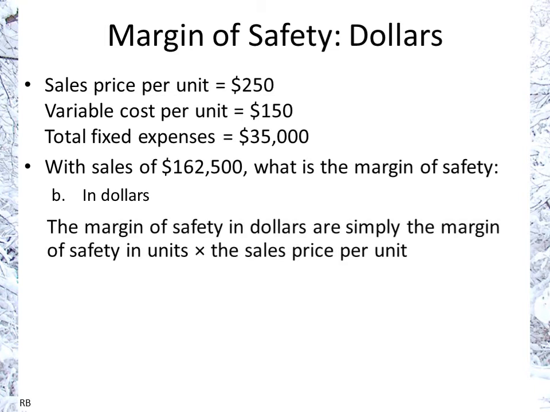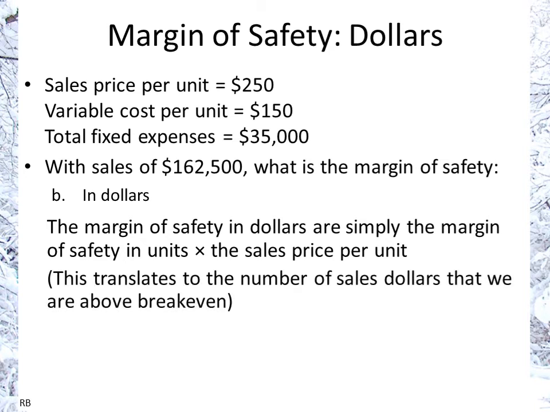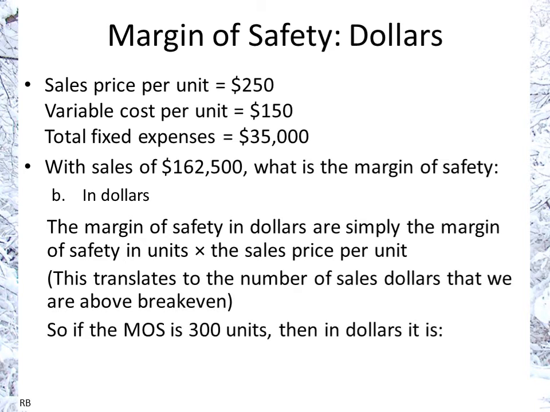So for that one, we can simply take the margin of safety in units and multiply it by the sales price. We have the calculation in units, that was 300, okay? And then we can multiply that by the 250, $75,000. So we can lose 300 units times the 250 per unit, or $75,000 off of our sales of 162,500, and we're still at break even.